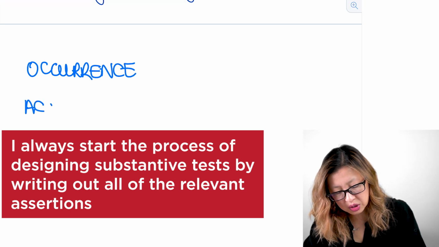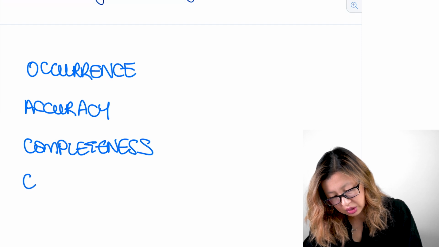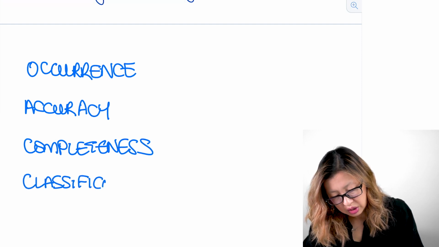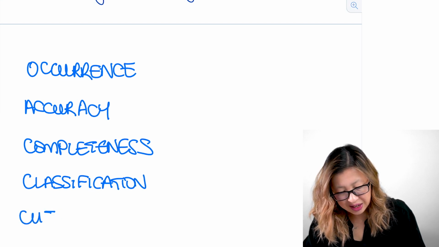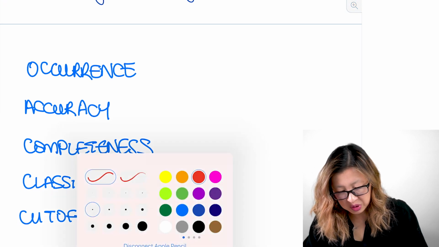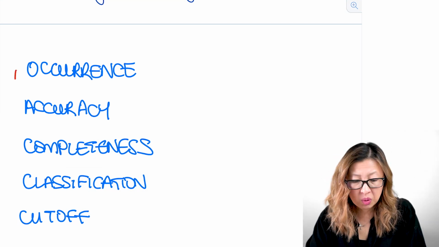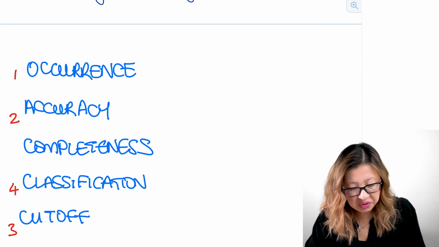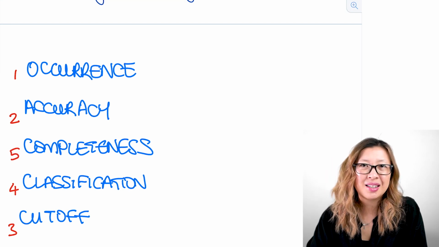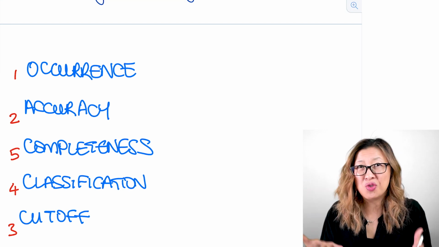So we've got occurrence, accuracy, completeness, classification, and cutoff. Now, if I'm ranking these generally, in terms of which assertions I would say were most at risk to least at risk of material misstatements, I'd say we're generally worried about occurrence and accuracy as those first two issues, then cutoff, then classification, and then completeness. And that's because businesses are really unlikely to try and understate their revenues. They're usually trying to overstate their revenues.